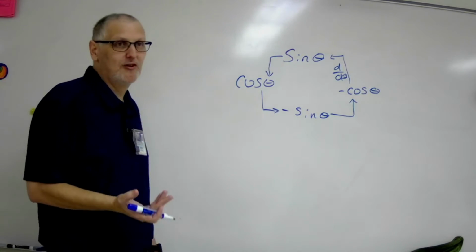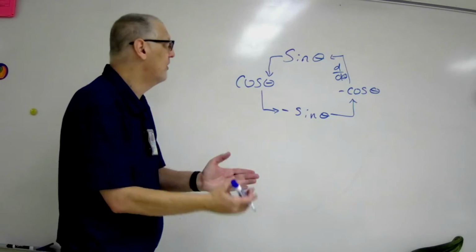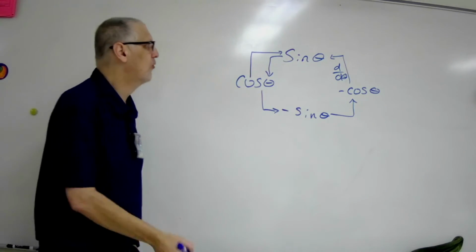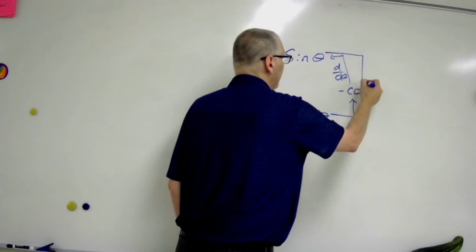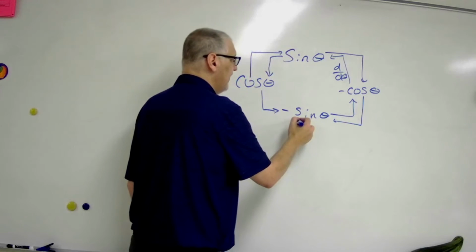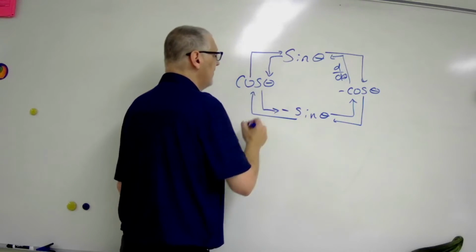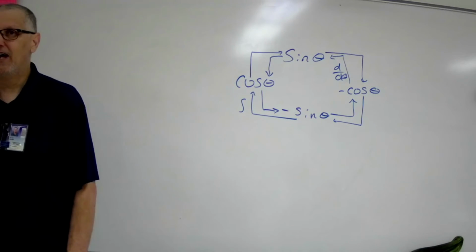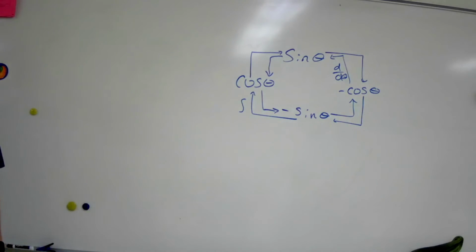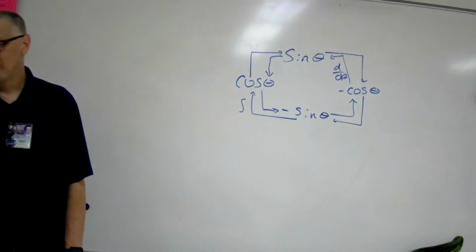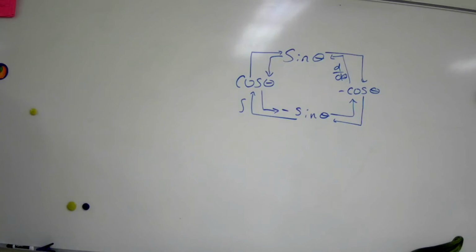If you go the opposite way, because the antiderivative is the opposite, it's your integral. So what is the integral of cosine? What is the integral of sine? What is the integral of negative cosine? And the integral of negative sine is? So these are your integrals. So that actually gives you your derivatives and your integrals. You have to remember the direction that you're going. Y'all got that copied down?